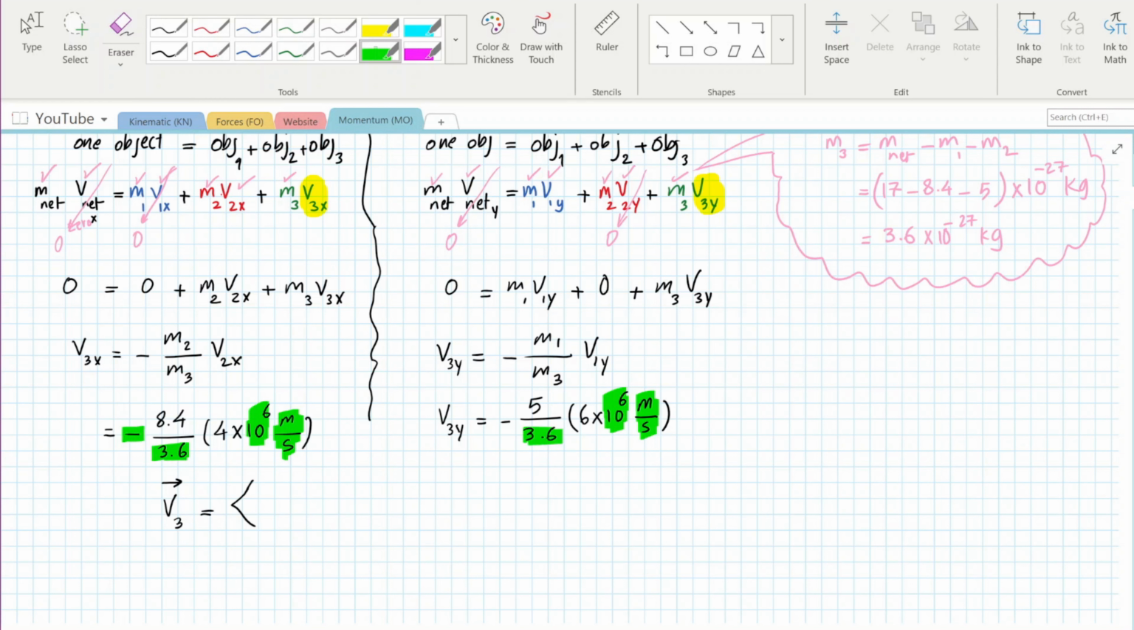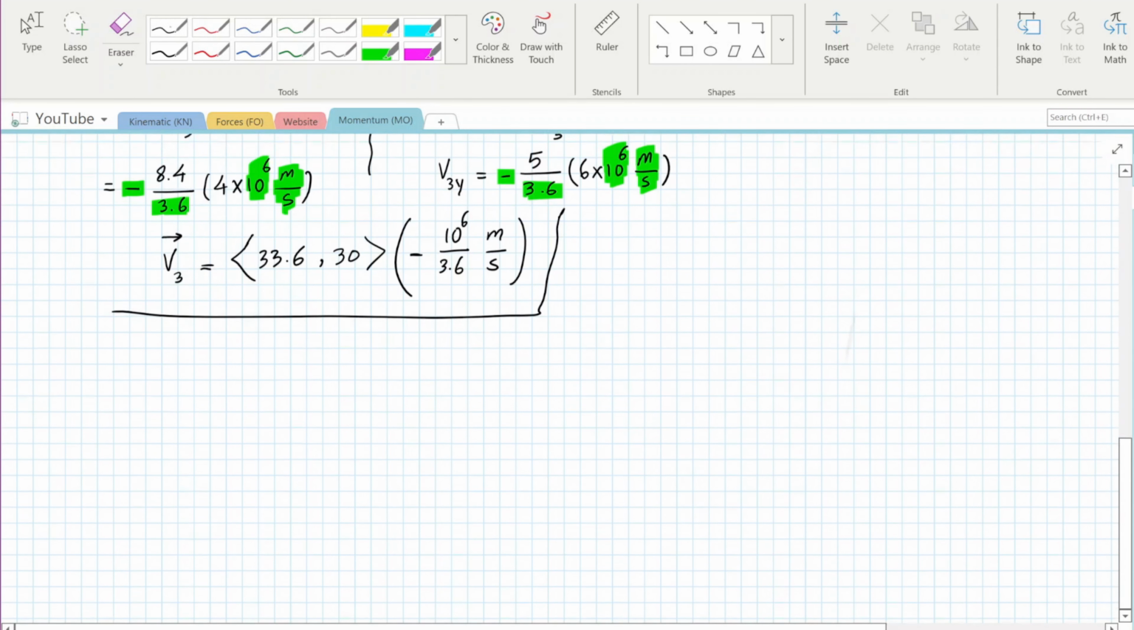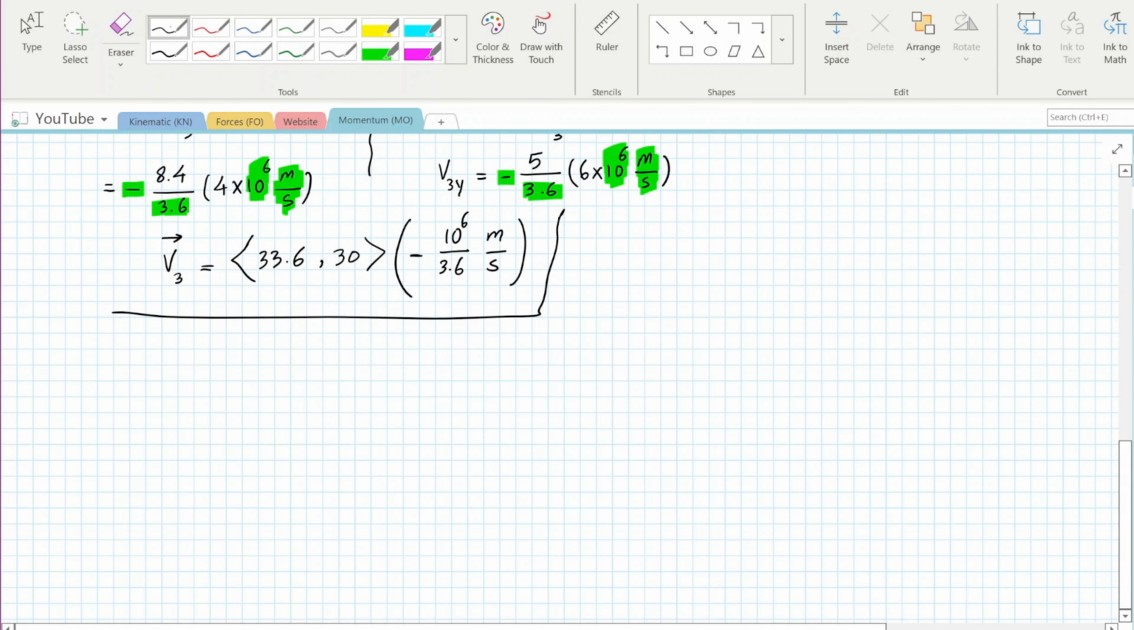the little margins of errors can get multiplied and get larger as we continue further into the numerical calculation. Anyway, here, we can factor out a few of the variables that are marked in green. Alright, this is the velocity of the third part as a vector in meters per second. Now let's calculate its magnitude and direction with respect to the negative direction of the x-axis.